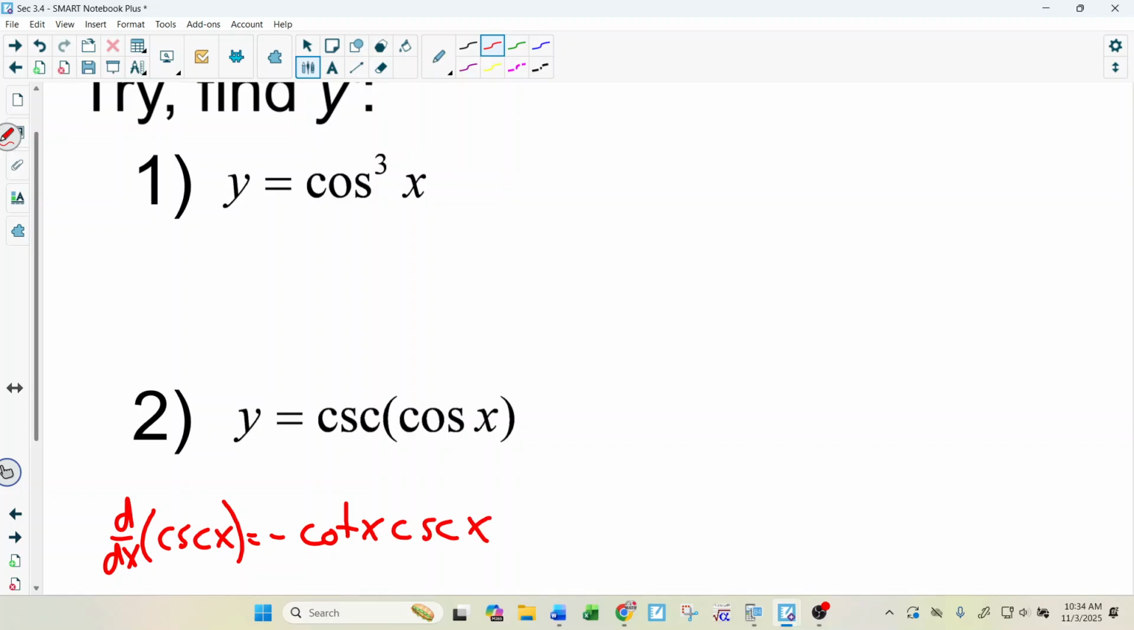There's a hint if you need it. The derivative of cosecant is negative cotangent cosecant. So you probably don't remember that one. That was one of those trig ones we said you don't need to remember. I'll give it to you when we need to use it.